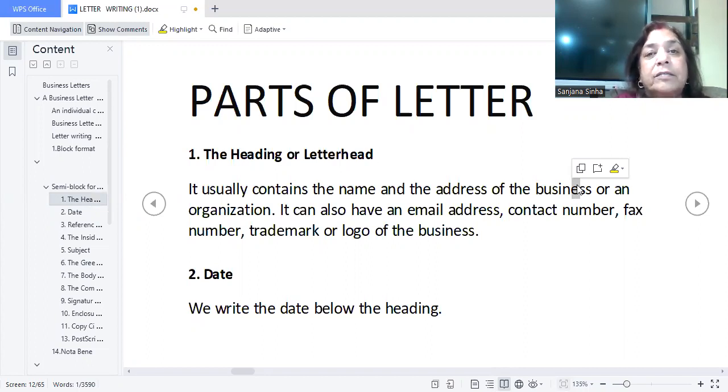The heading means when I say you write down the heading, this is the first thing which you will write in your letter. And what is it? Your name and your complete address. That is the heading.